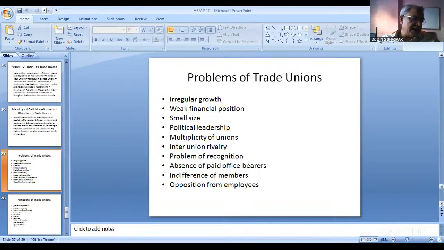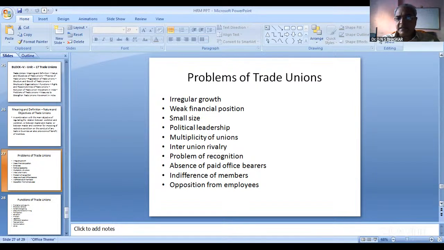Uneven growth, already I explained to you. Smaller size of the trade unions and trade union rivalry, and absence of craft unions, that is where you cannot identify. But handicrafts, that is handmade goods, for them there is no trade unionism at all. Then domination of the union by the political parties.